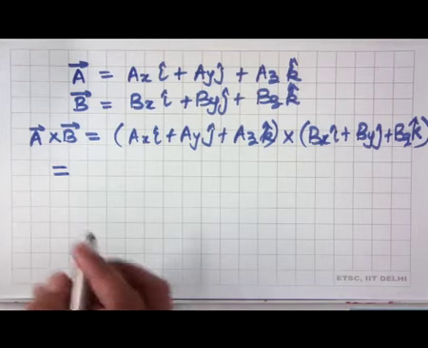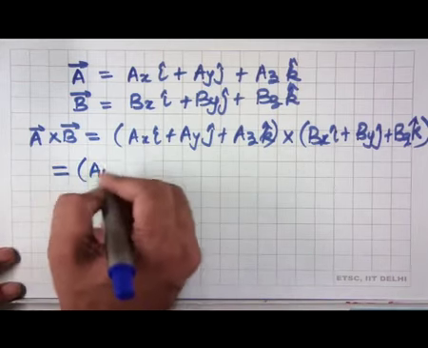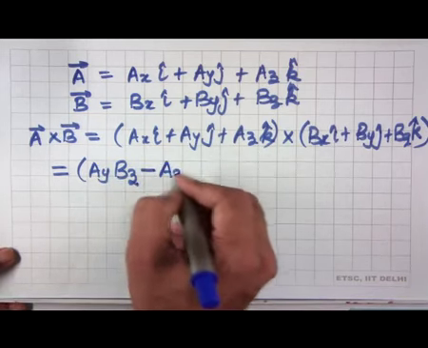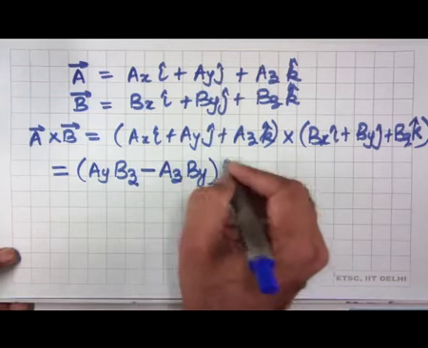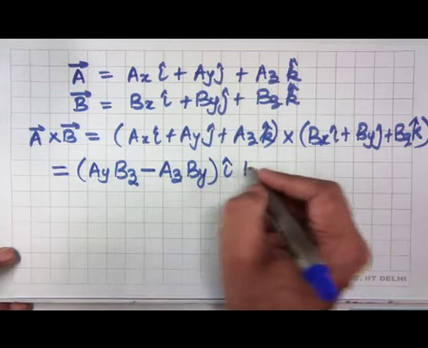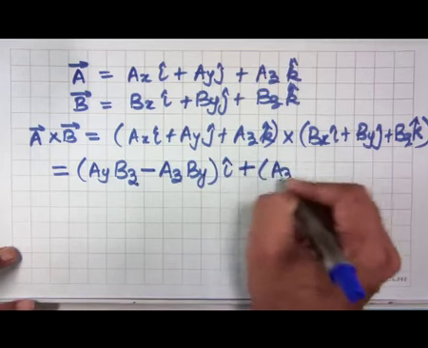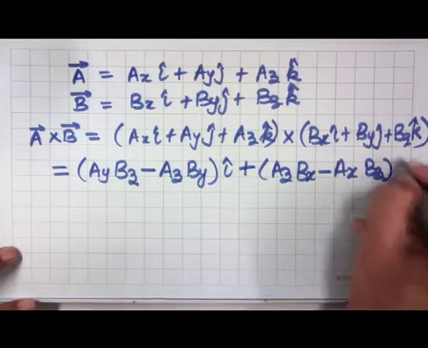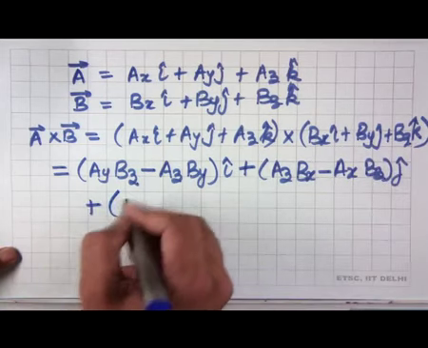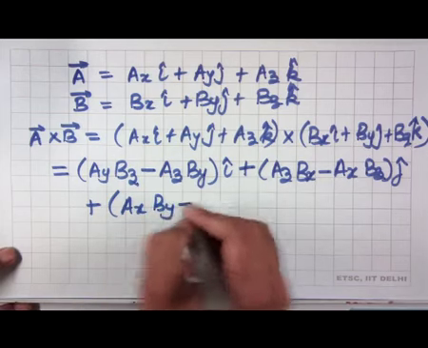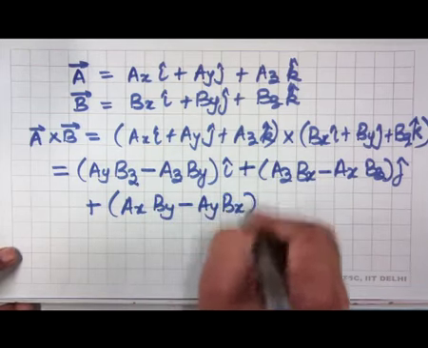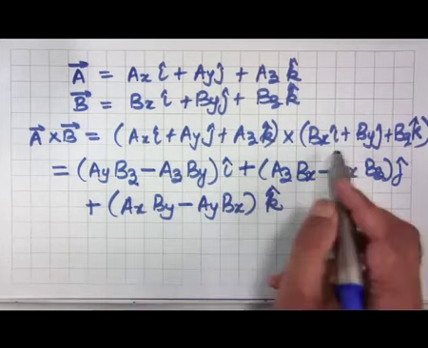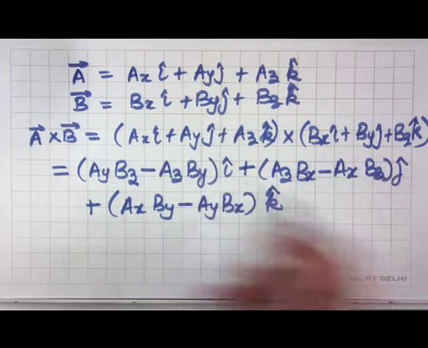So, this will be equal to (AY BZ minus AZ BY) i plus (AZ BX minus AX BZ) j plus (AX BY minus AY BX) k. And these follow the rules that i cross i is 0, i cross j is k, etc., which we have seen.